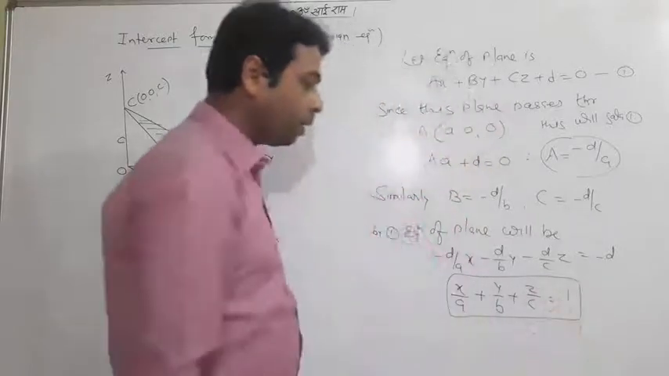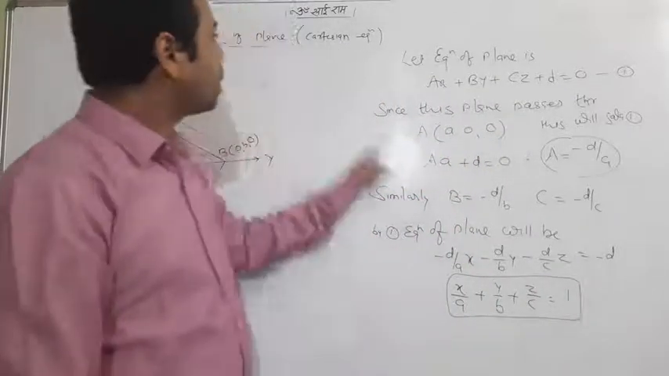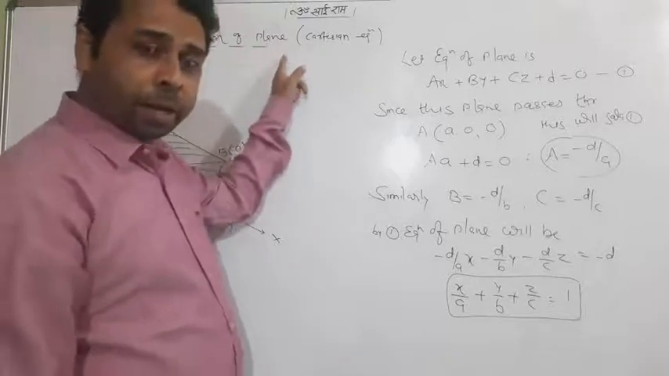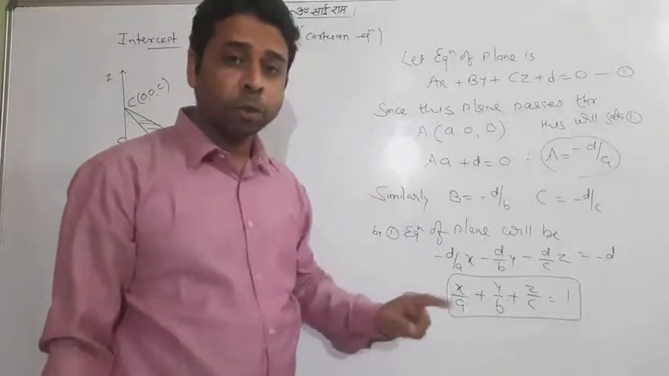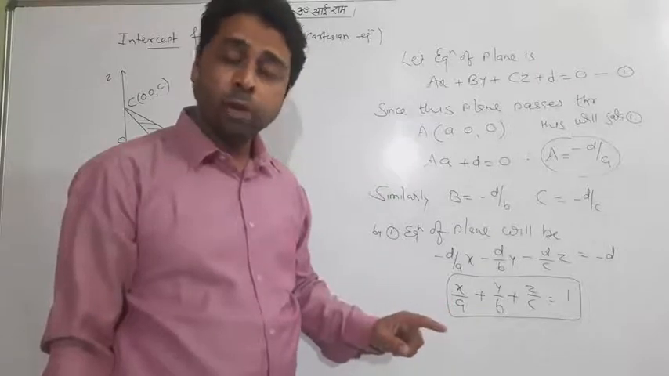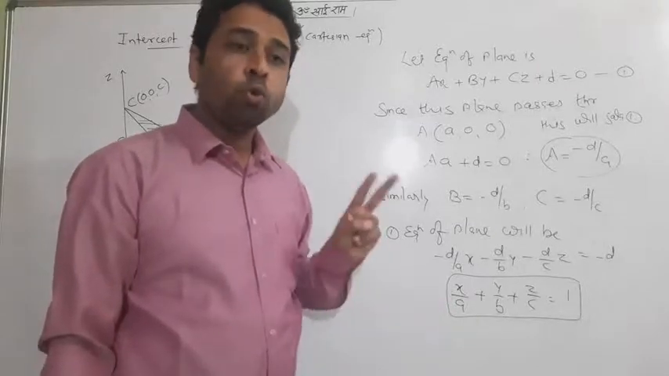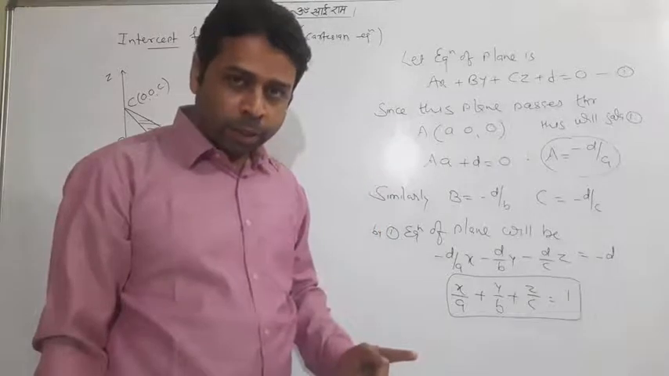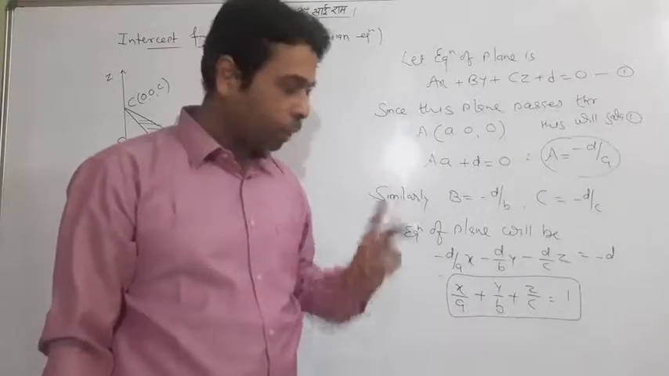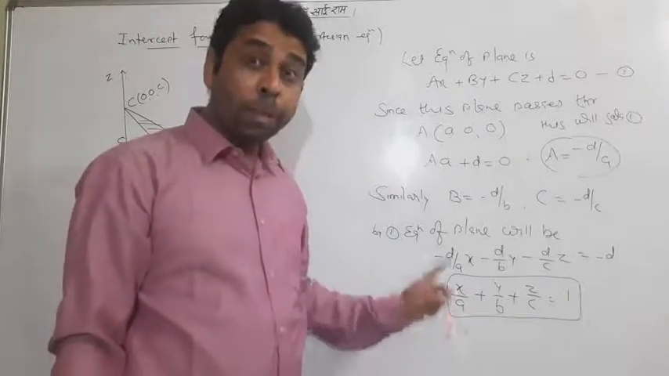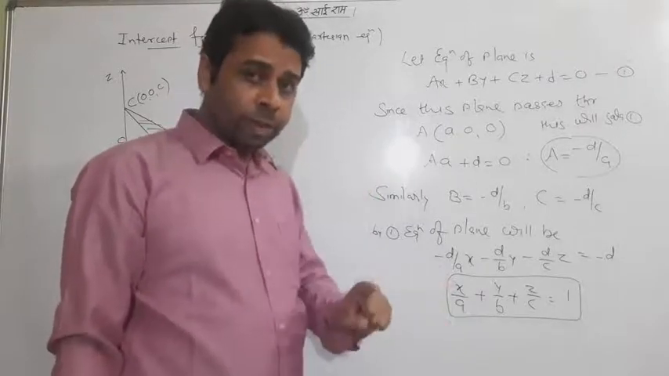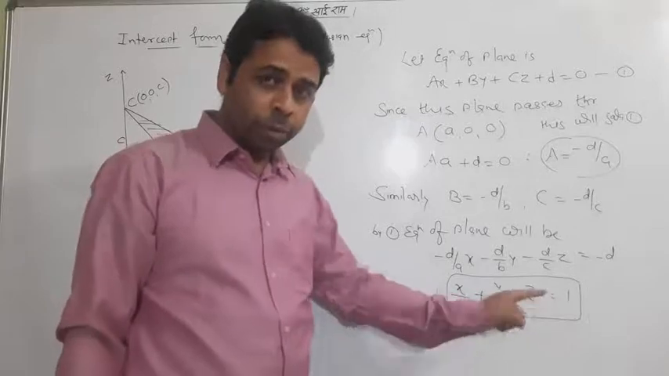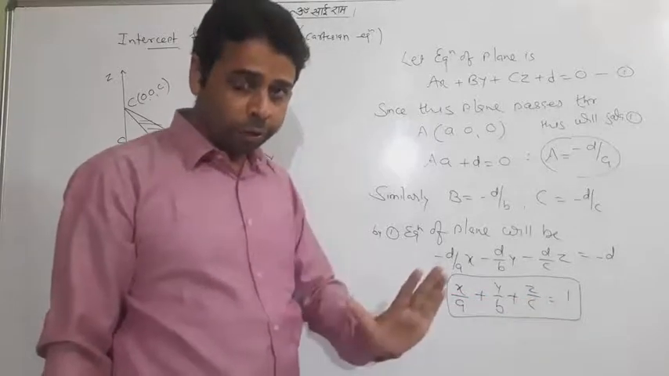Can you identify? This is the intercept form of the plane. It looks very similar to the intercept form of a line, X upon A plus Y upon B equal to 1. It is the two-dimensional Cartesian form of a line which we read in class 11th. This is the three-dimensional plane in intercept form. And I am only telling you that this is the Cartesian form. I am not telling you the vector form.